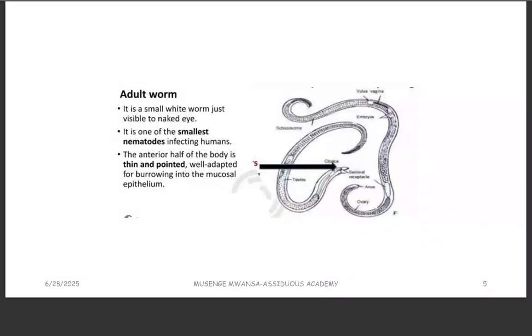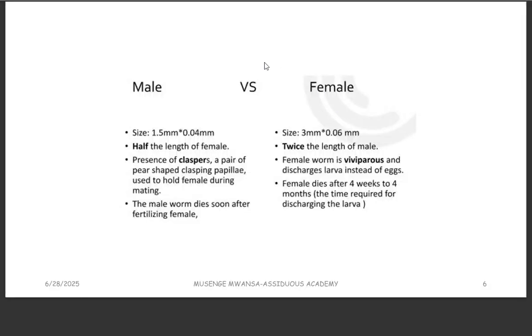All right. So the adult worm is a small white worm, just visible to the naked eye. It's actually the smallest nematode infecting humans. The anterior half of the body, the front part, is thin and pointed, well adapted for burrowing. To burrow is like to dig into the mucosa of the epithelium. So the front is thin and pointed so that it can dig into the small intestines.